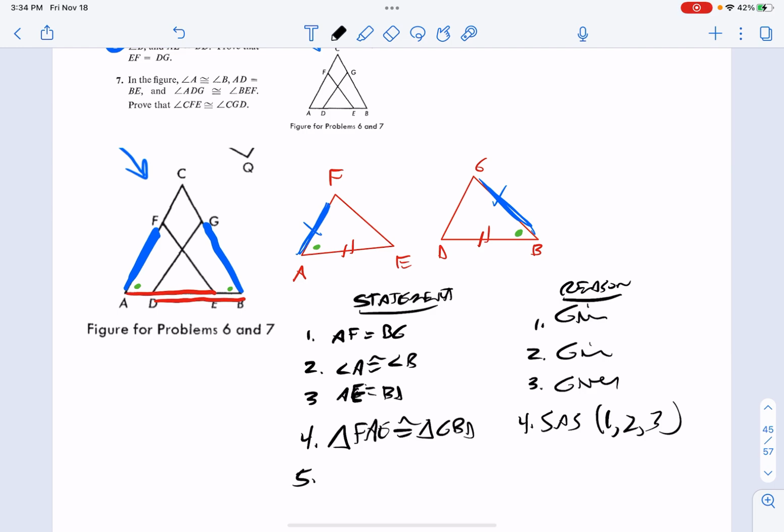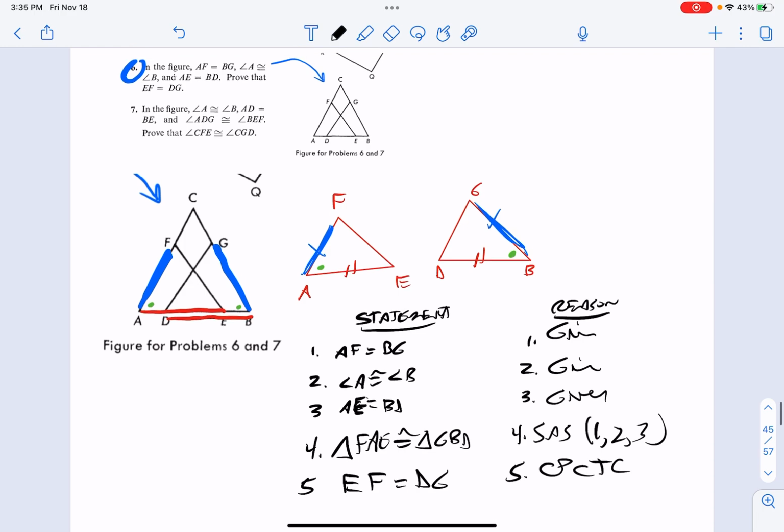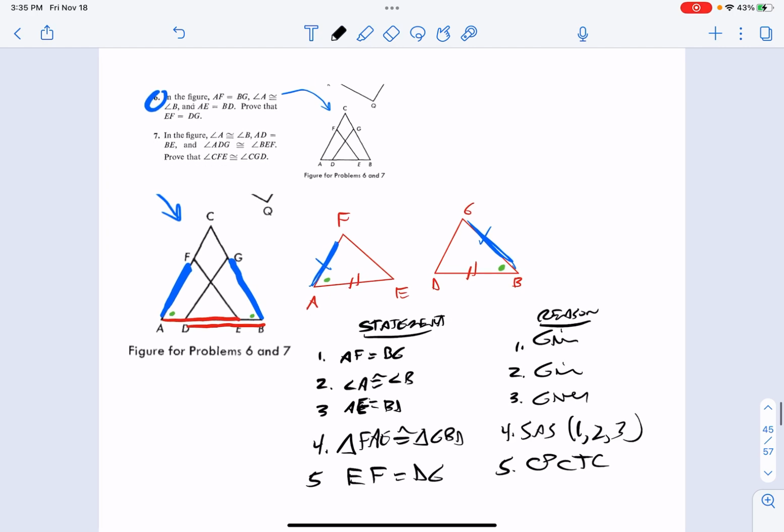So now, by CPCTC, I can say that this side here matches this side here. Technically, I would be saying the segments are congruent, but that is effectively the same as saying the distances are equal. It is okay to call that CPCTC. So that's number 6. It's pretty straightforward if you find the right triangles.